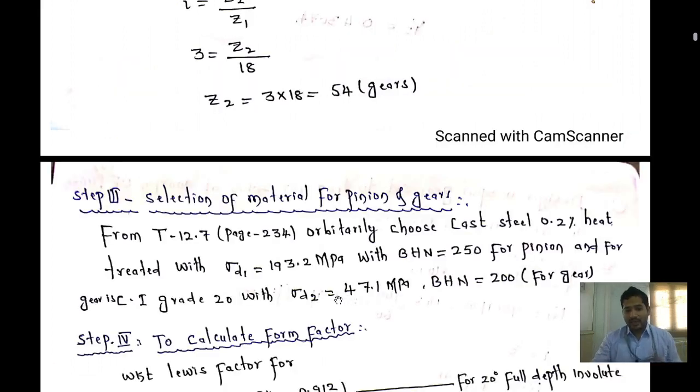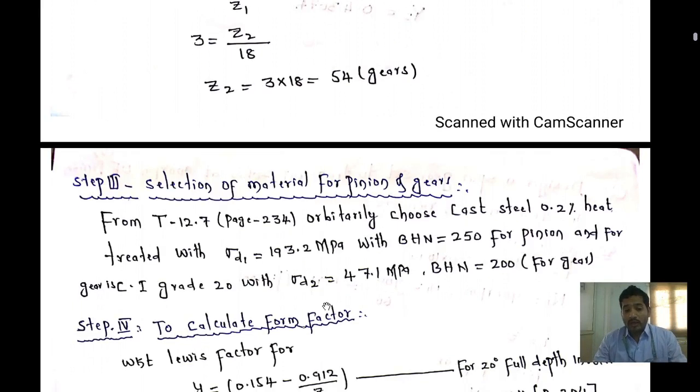Okay. After that, what do we need to find out? First of all, we need to find out the static strength of the pinion as well as the static strength of the gear. For that reason, we have to go for step number 3, in which we have to select the proper material for the pinion as well as for the gear. For that, you need to refer to table number 12.7, page number 234.